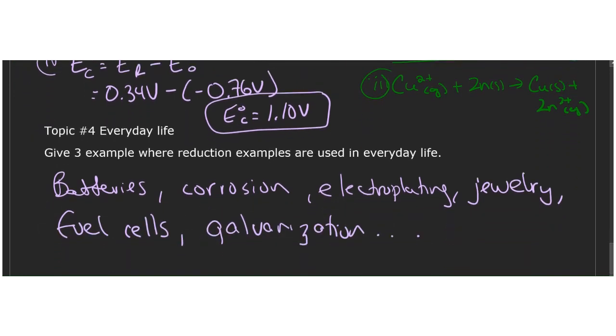Some sort of idea of where this happens in your life: your phones, in fuel cells, in electroplating, making jewelry, the batteries that run almost everything you own. Corrosion is an example of reduction, and galvanization of pipes, for example.